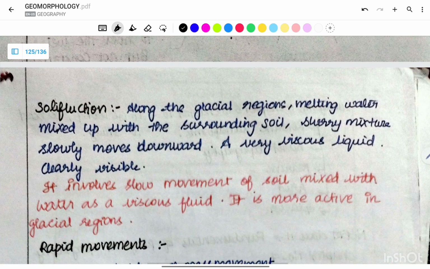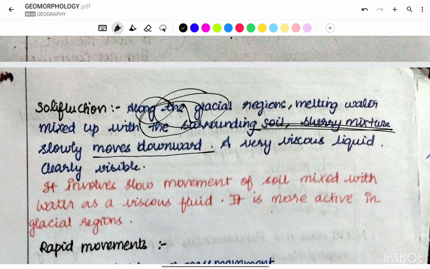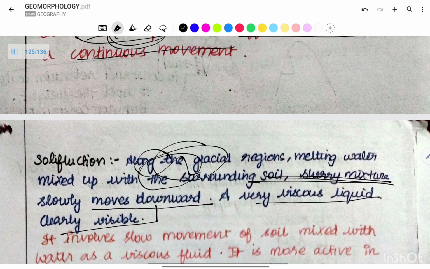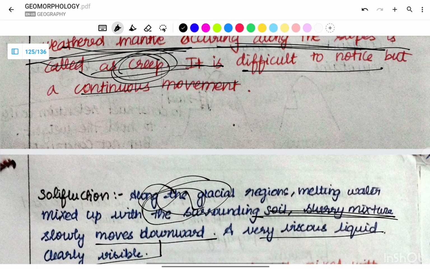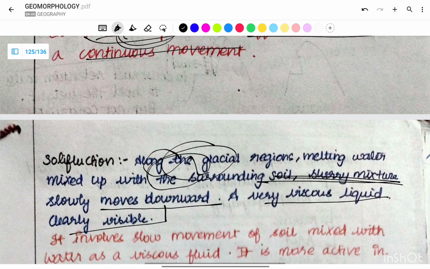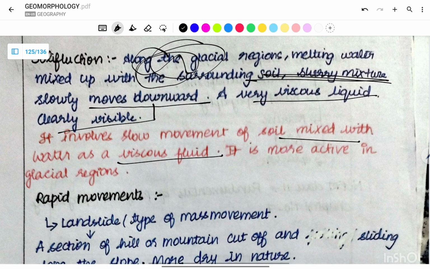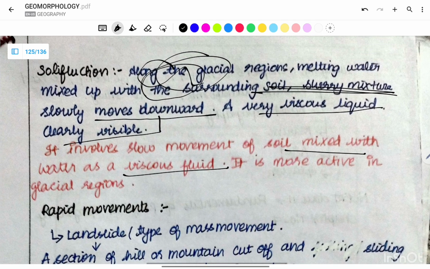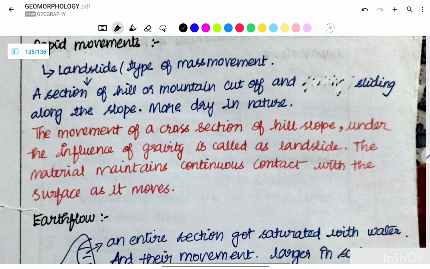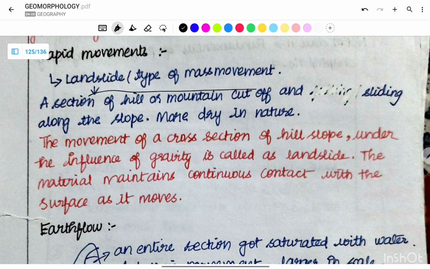Solifluction is a mixture of soil and slurry material moving slowly, like a very viscous liquid. When the entire area moves slowly along with the trees, poles, etc., that is creep. But when water is mixed with the soil and it moves in a slurry form, it is called solifluction. These are slow movements. Among rapid movements we have the landslide.